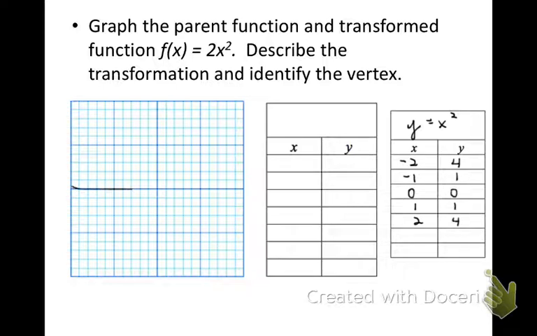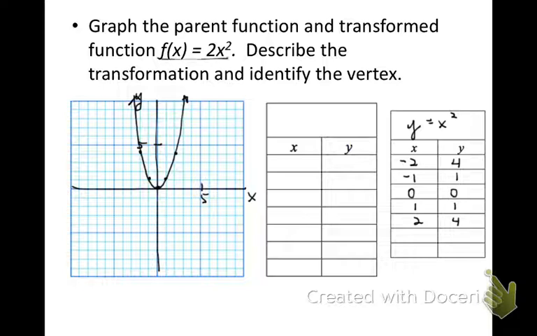And so on your graph space, you're going to draw your xy axis and make sure that you always label that, and then label a scale. You'll need to do this when you complete your unit study guide and your exam to get full points for your graph. And then we'll graph those points. So negative 2, 4, negative 1, 1, 0, 0, 1, 1, and 2, 4. And then that nice smooth U-shaped curve with the arrowheads. Alright, so that's our parent function that we will compare our new function to.